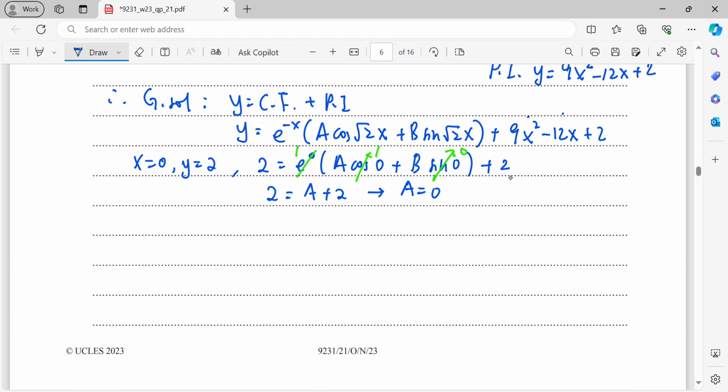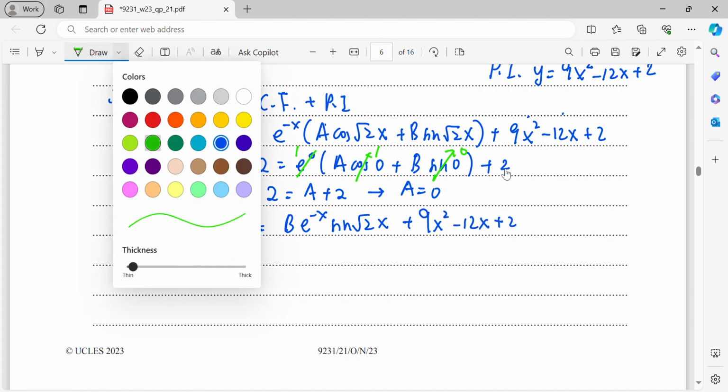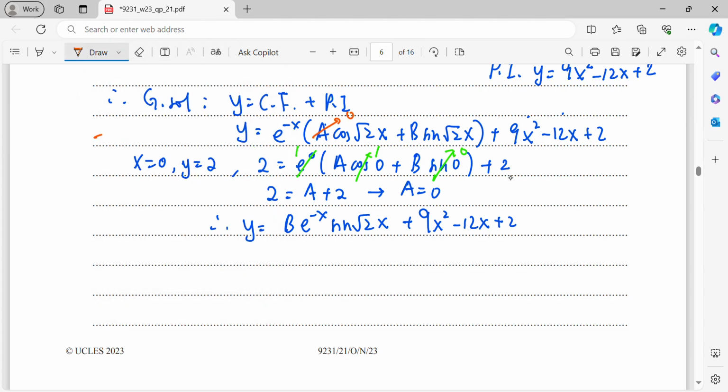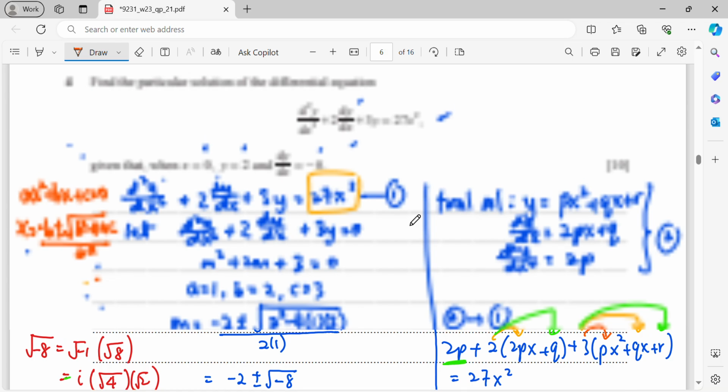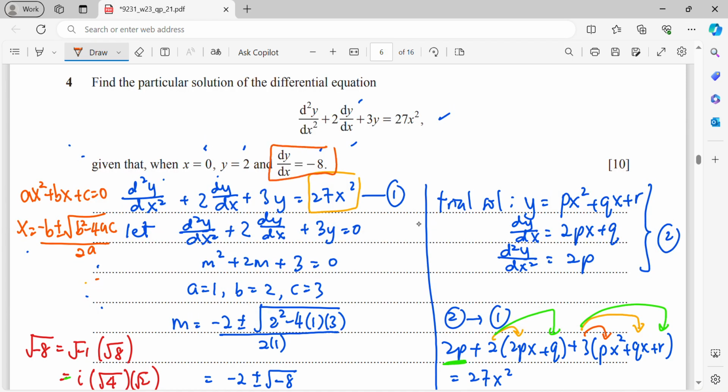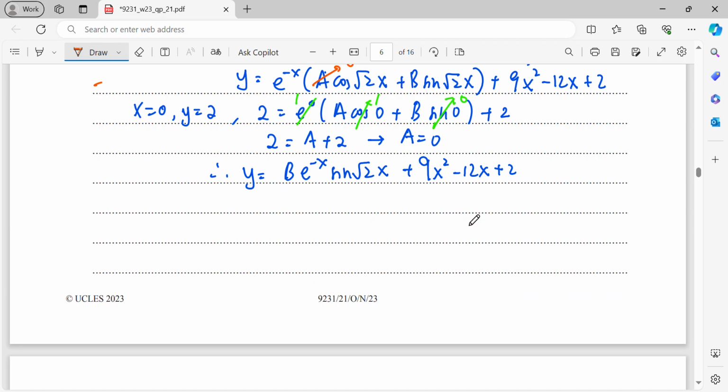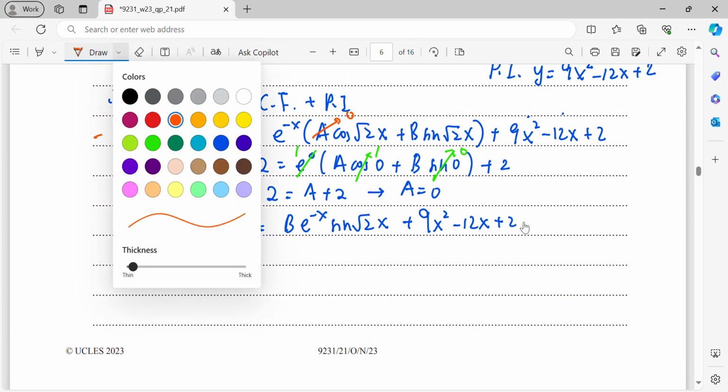So when my a is 0, I will rewrite my y first before I differentiate. Which means my y, I will just directly write b e minus x sine square root 2x plus 9x squared minus 12x plus 2, because a is 0. So now, before I substitute the dy dx by minus 8 and the x by 0, I need to differentiate my function, my general solution. So from here, I need to differentiate first.